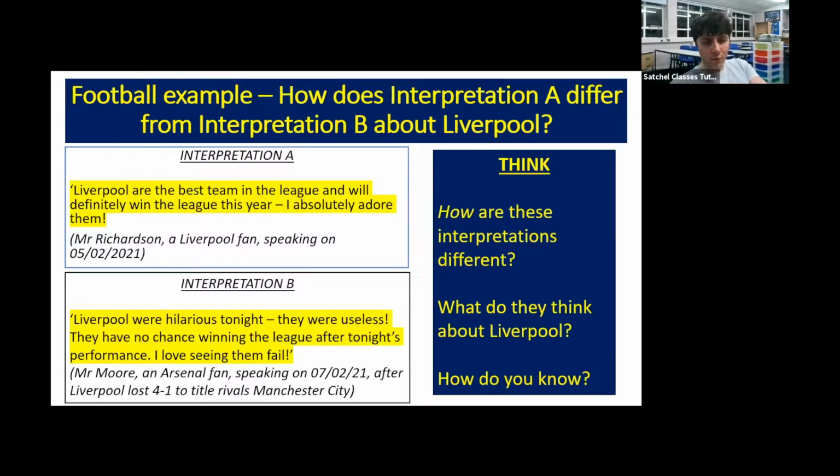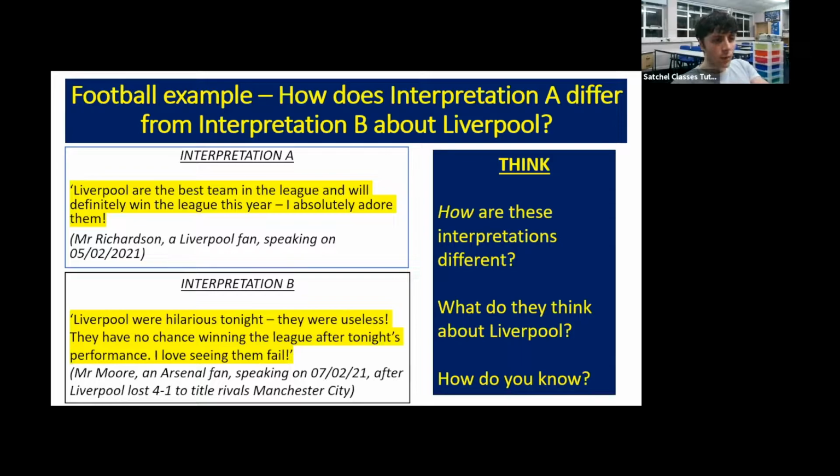So we would write if it was an exam. Interpretation B, on the other hand, is negative about Liverpool. Now we just need to find our quote that backs this up. Again, pause the video. What quotation could we use? Okay, so I think we could use, they have no chance of winning the league.